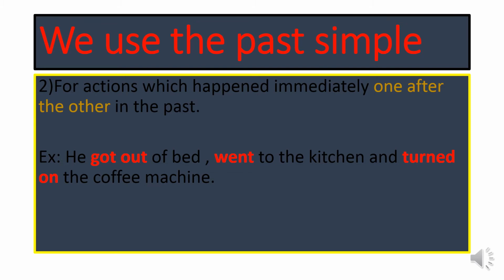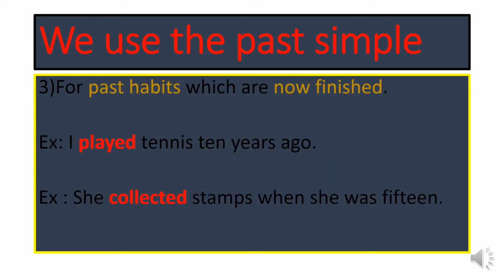in the past. The third usage of the past simple tense we use for past habits which are now finished, or habits I stopped doing now. For example, I played tennis 10 years ago. That means I was playing tennis 10 years ago, but I stopped playing tennis now. I used to play tennis in the past, but I stopped playing tennis now.